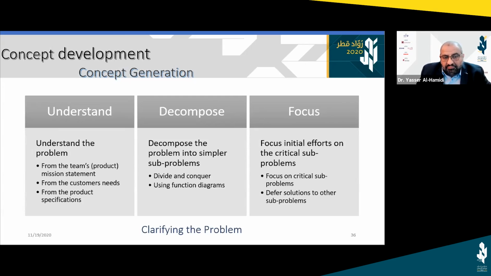It is also very crucial to understand that when you decompose into sub-problems, you can better determine which ones are critical for the success of your product, and you start with these concepts first.